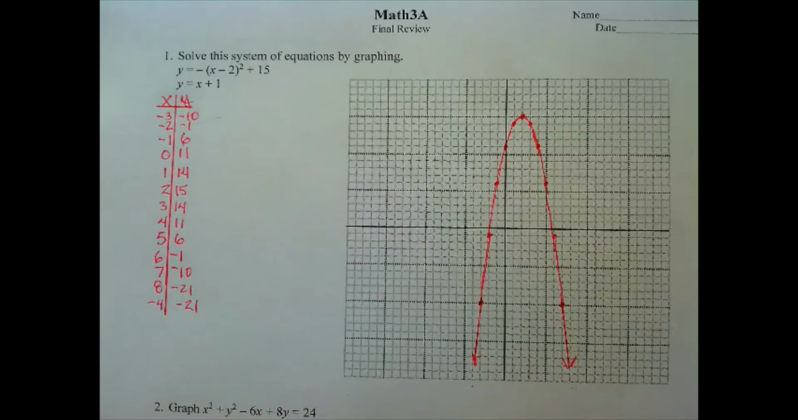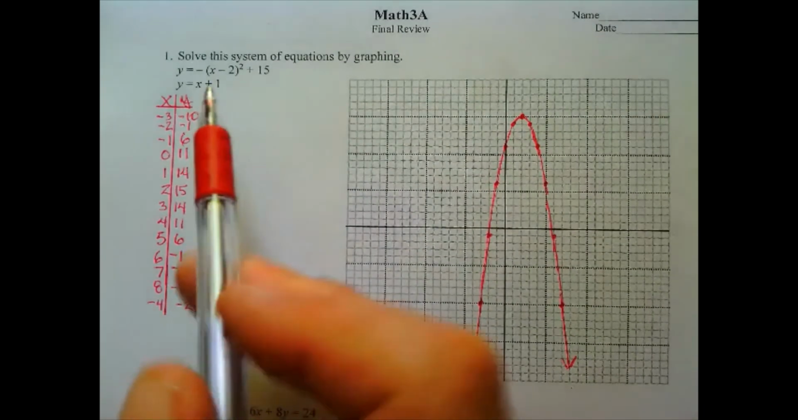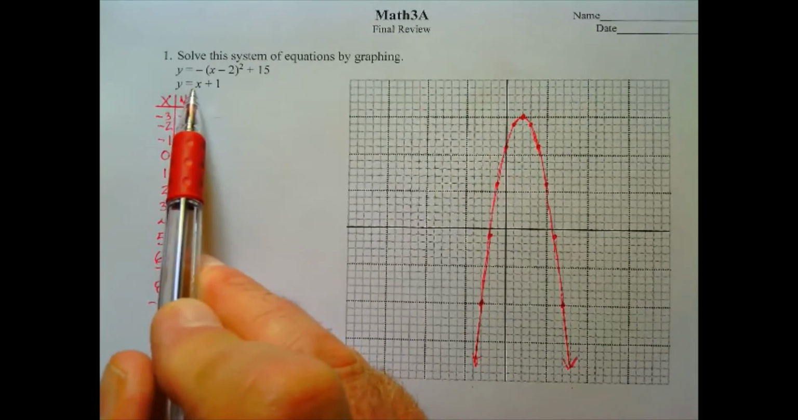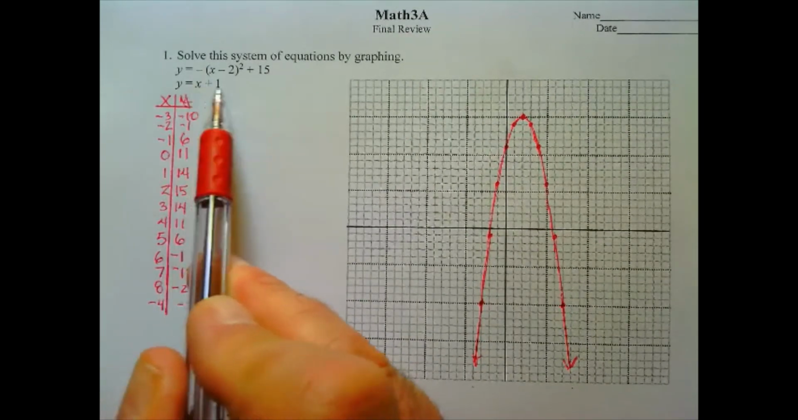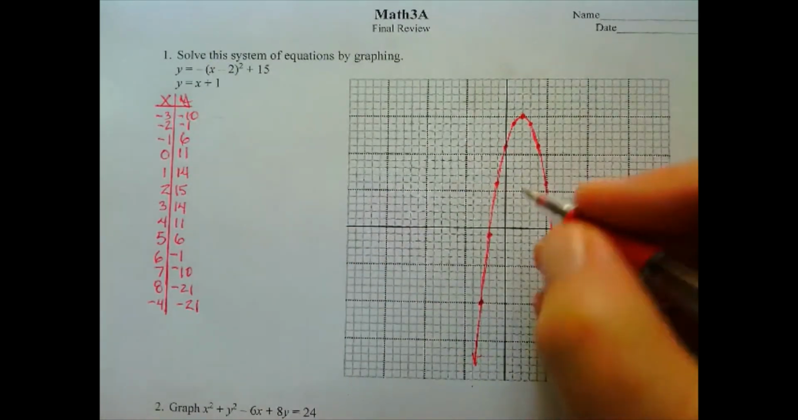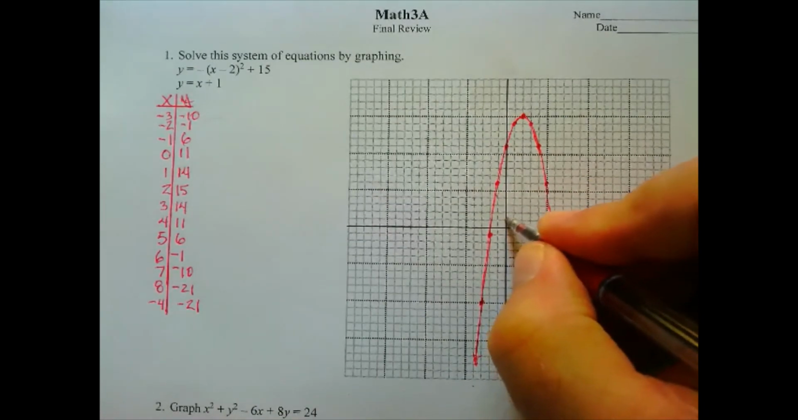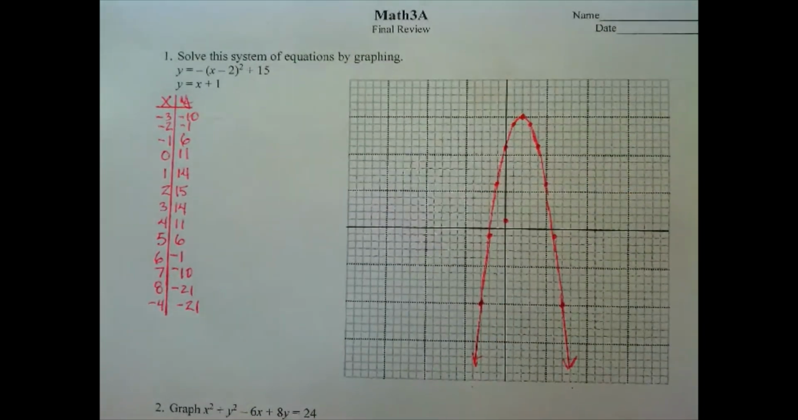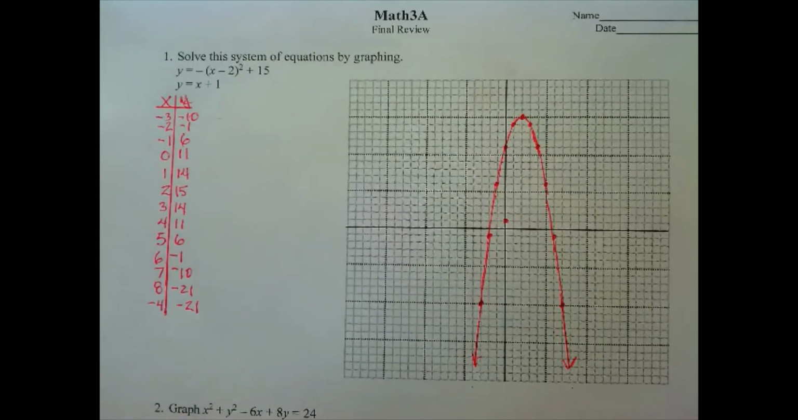Okay, now I've also got a straight line. The straight line is in slope-intercept form. The slope is 1. There's nothing in front of the x, so it's a 1. And it starts at 1, so it'll start here. And then its slope will be a 1.